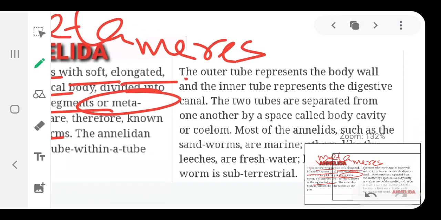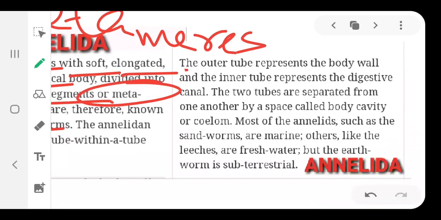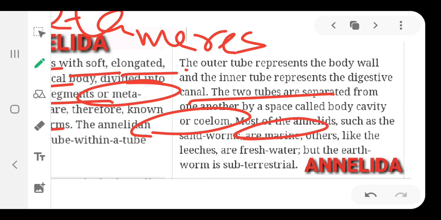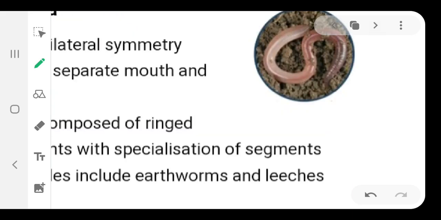Then, as I have told you, the body cavity, the two tubes separated, we call that body cavity the coelom. Coelom is the cavity in the body line, so they are coelomate animals. Then we have some examples. They can live in various habitats, including marine or freshwater. All these features of Annelida should be known to you.